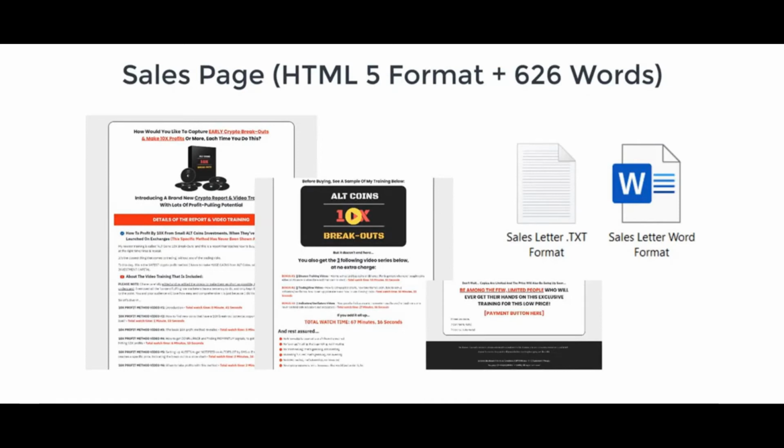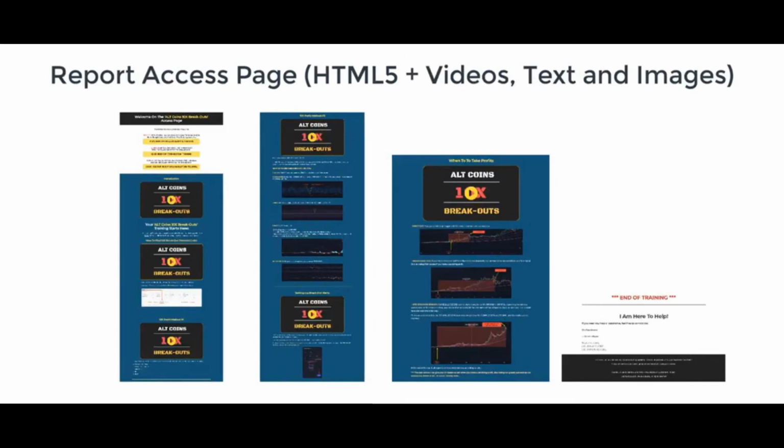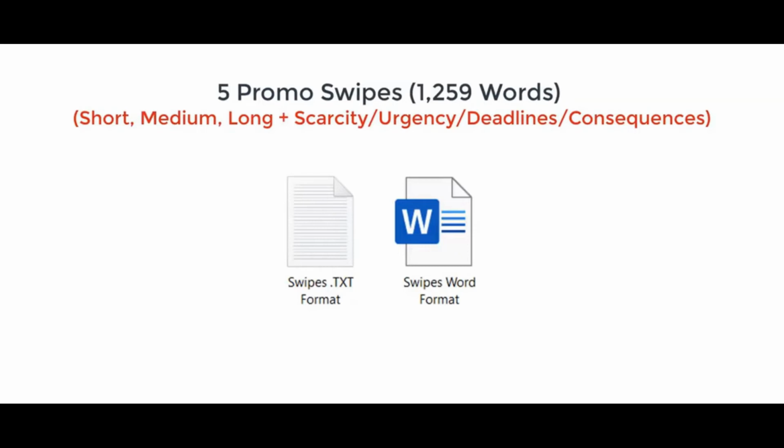You'll also get a sales letter. This sales letter comes in Word format, text format, and you'll also get an HTML5 web page that you can load on your server. This sales letter has 626 words. You'll also get the report access page in an HTML5 format to go along with the sales letter and the opt-in page. And needless to say, I've added 5 promo email swipes that include scarcity, urgency, and deadline consequence. These 5 promo email swipes have a total word count of 1,259 words. These swipes come in text and Word format.